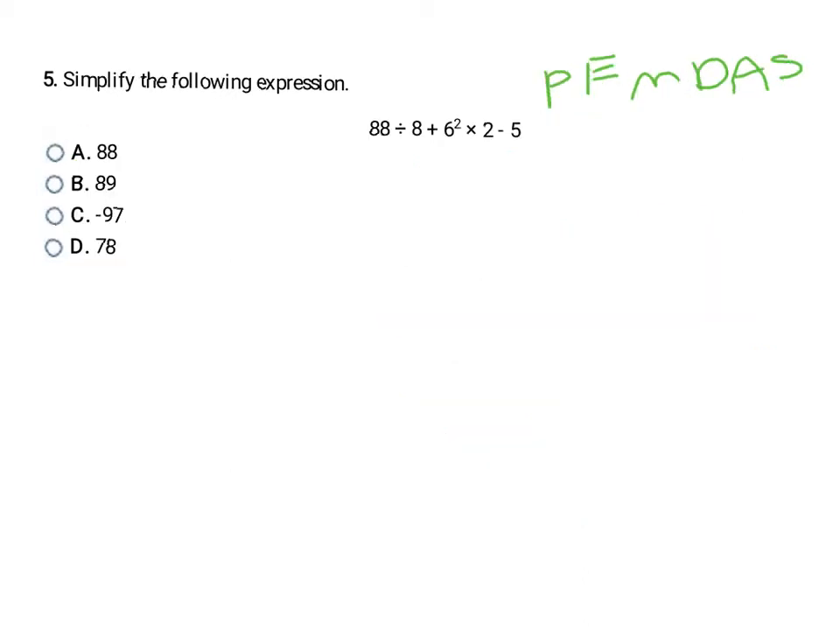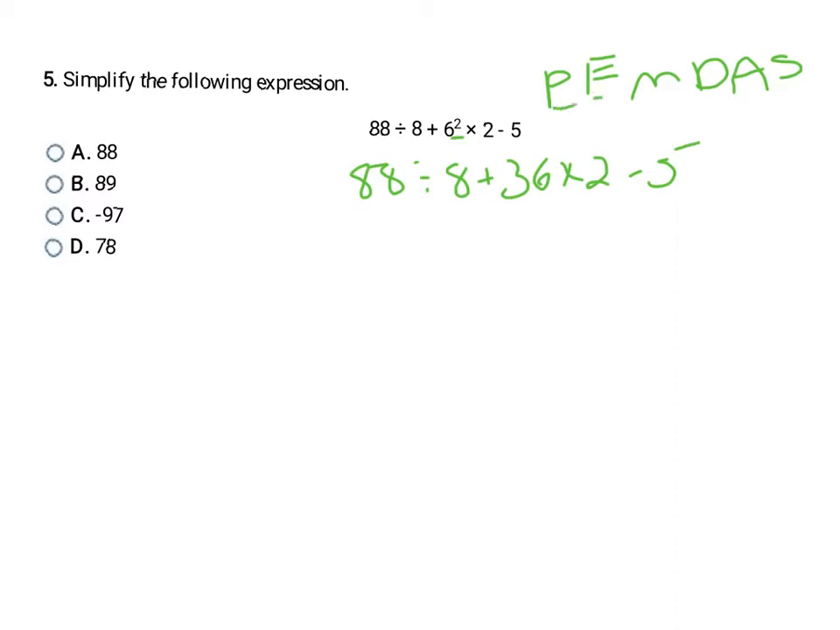So here, I'm going to go ahead and follow my order of operations. First I have parentheses, and there's none of those. So the next I'm going to do exponents. So I have one of those, 6 squared. 6 squared is 6 times itself, which is 36. So this is going to be 88 divided by 8 plus 36 times 2 minus 5.